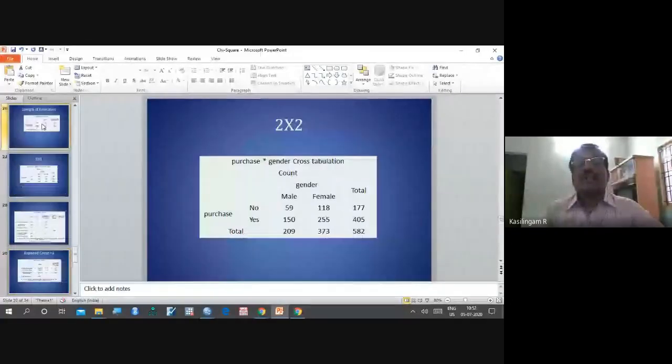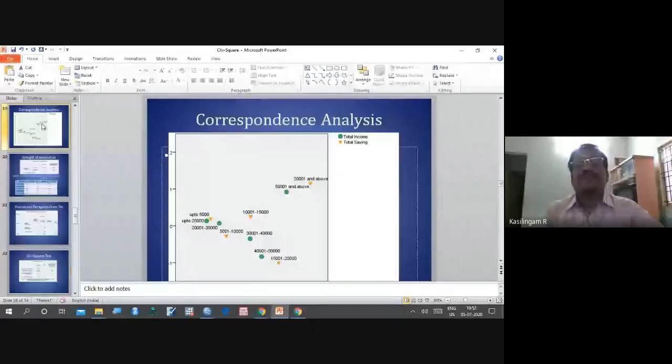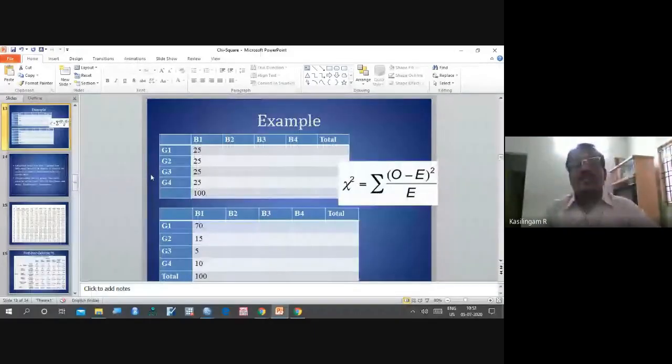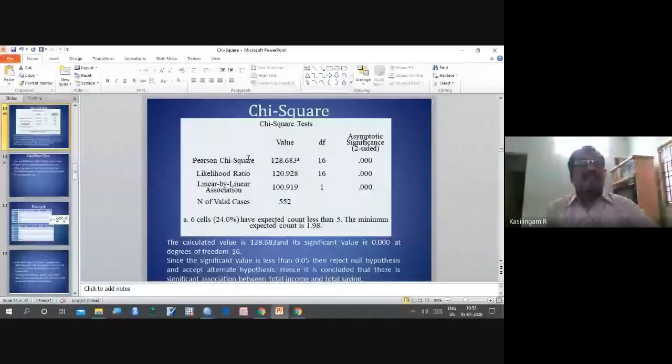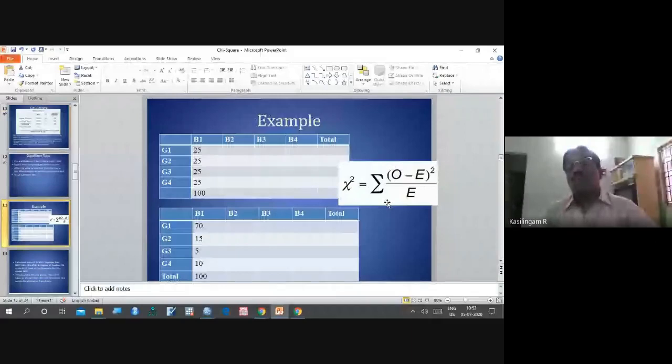Now what I am telling is, now to find out the calculated value of 128.683, I am using a formula. What formula am I using? This formula, O minus E square divided by E. Alright. So what is O? O is observed.